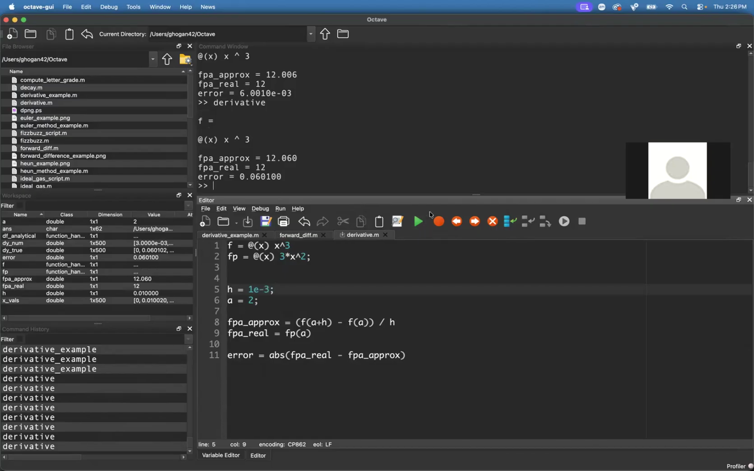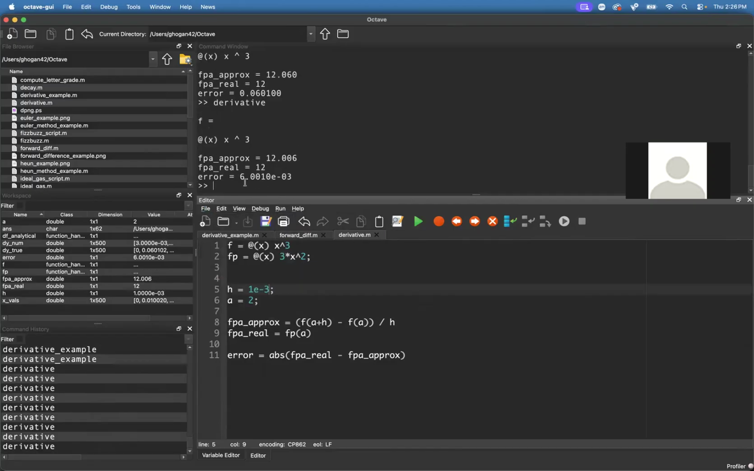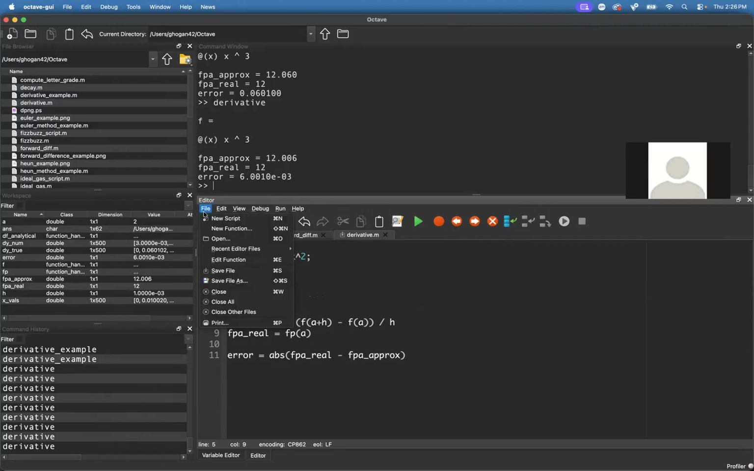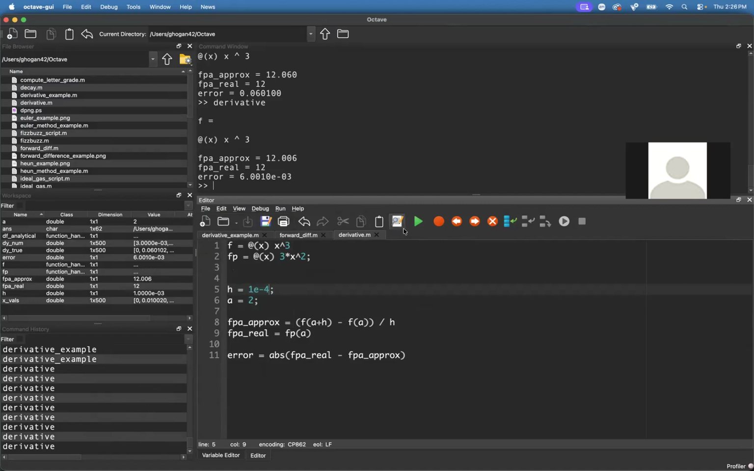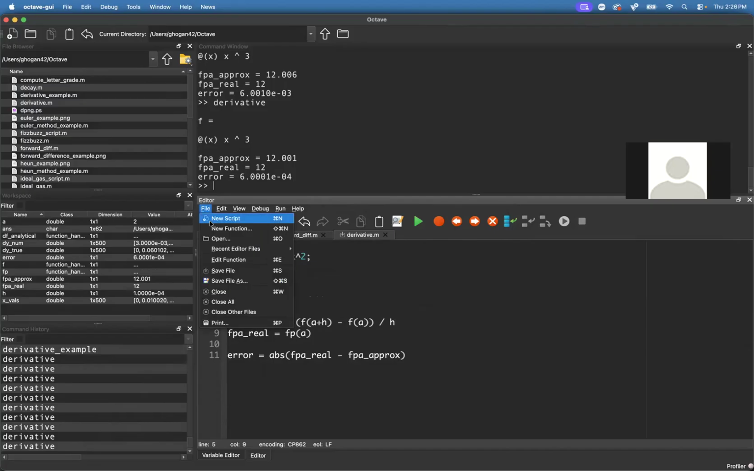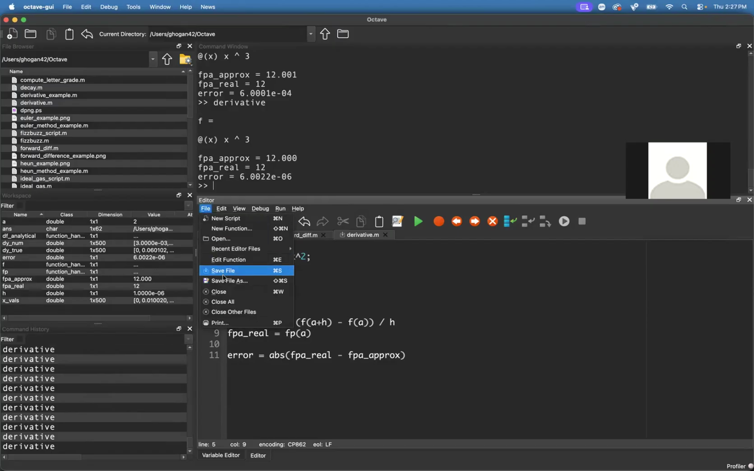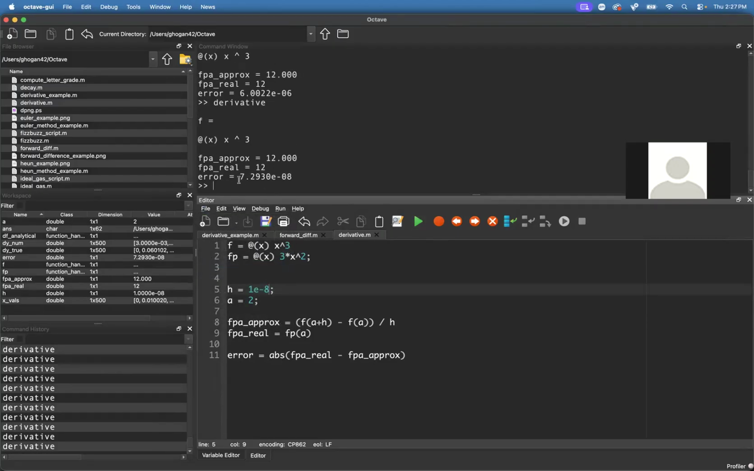If we change that to a 3, I don't think saving works. I have to hit save. 6 times 10 to the negative 3. If I change it to a 4, we get 4. I'm going to jump by twos now. I'm going to go 6, and it's 6 times 10 to the negative 6. If I go 1 times 10 to the negative 8, I get this. Notice that this is starting to change.